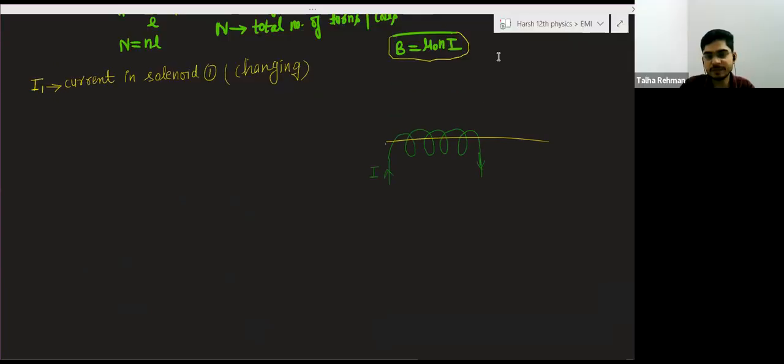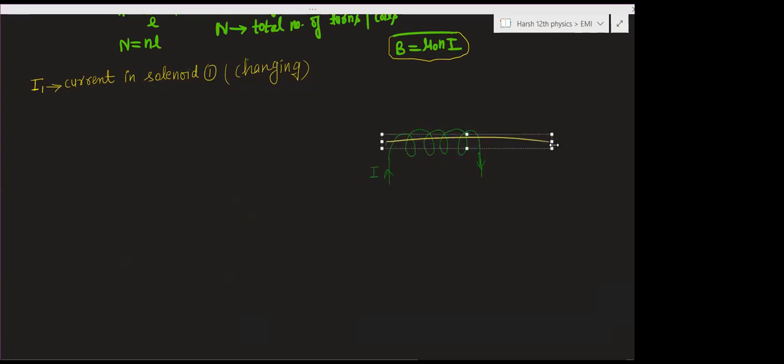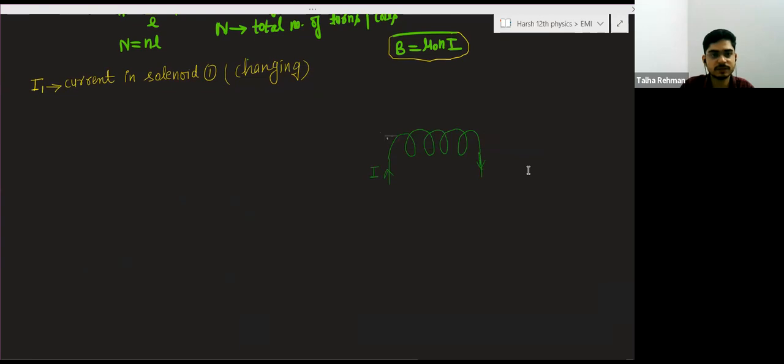So magnetic field will be axial. Magnetic field will be like this. We can draw. So magnetic field I have told you will be axial. This will be the direction of the magnetic field.